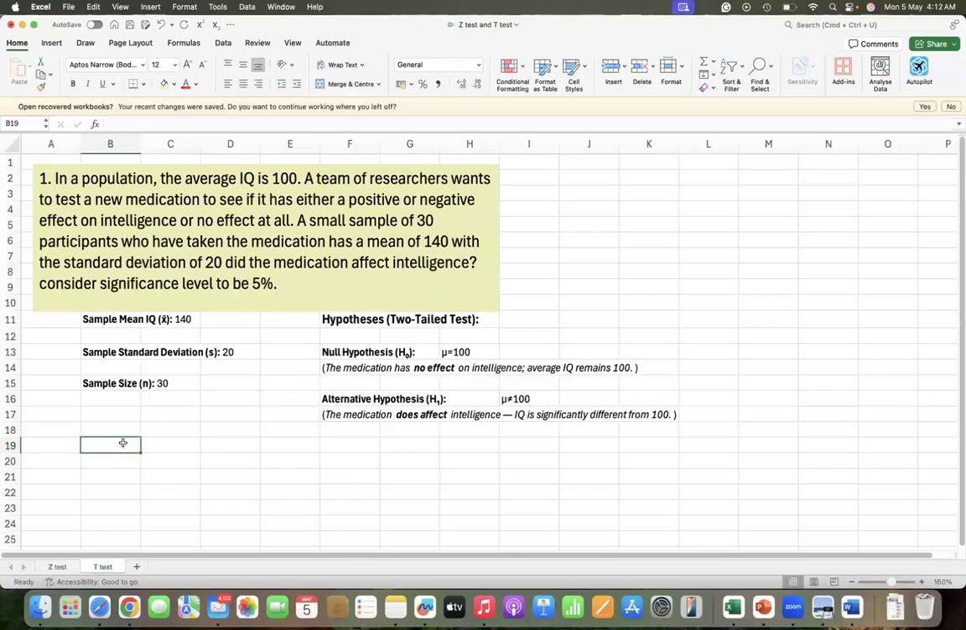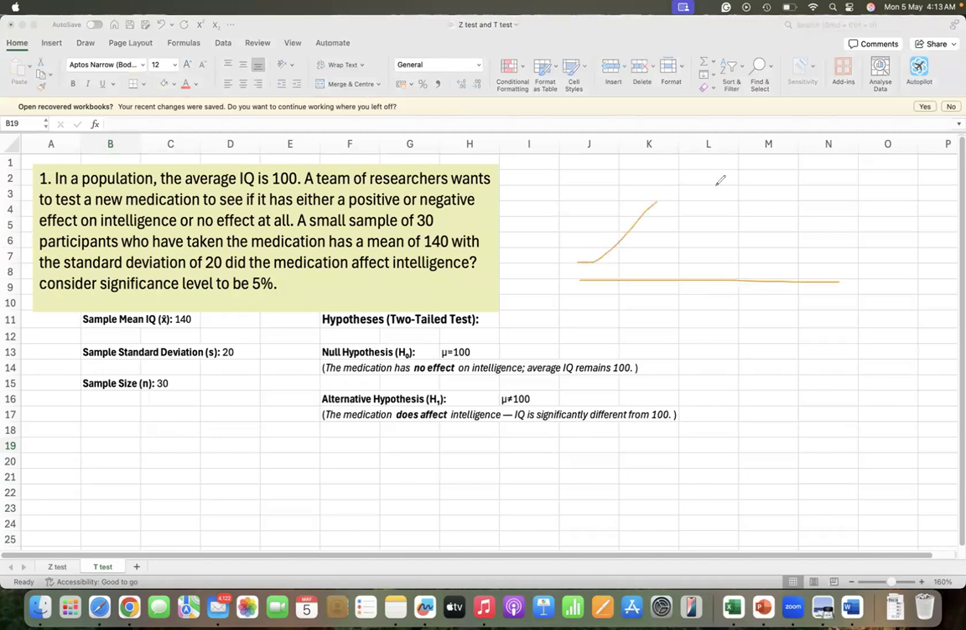Okay, let us start. Second is the decision boundary. If you remember, we did this decision boundary in the theoretical part. We had calculated the t value instead of the z value, and our t value came out to be 2.045, and here it was negative 2.045.